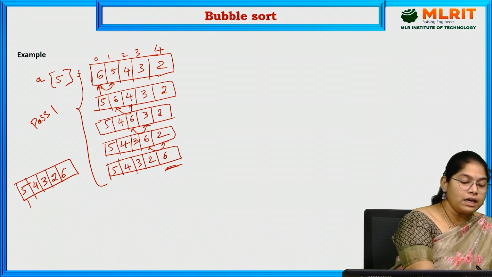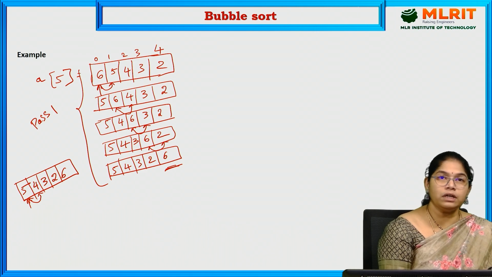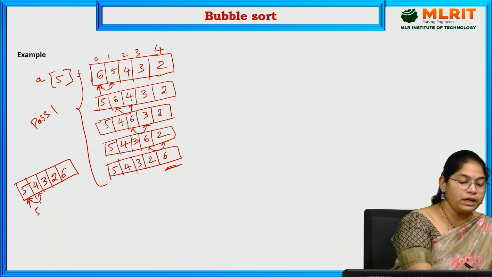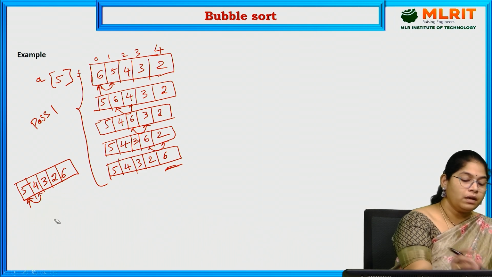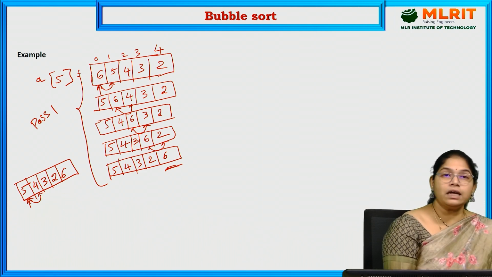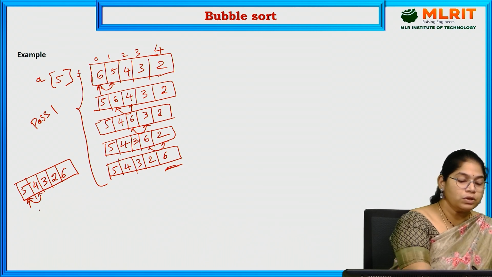So again we start with the first element. We compare the next adjacent element, that is 5 and 4. They are in the wrong order, so we have to swap them. Again it starts with the first element. Now we compare 5 with 4. They are in the wrong order. So after swapping it is 4, 5, 3, 2, 6.